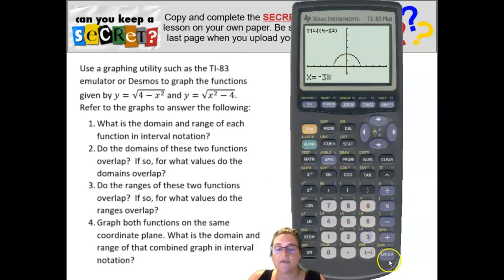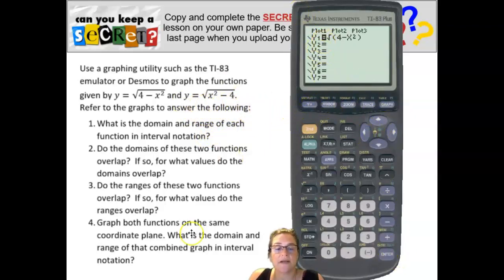If I were to type in -3, though, notice I get nothing back for the y, and that's because it's undefined at -3, because that semicircle intersects the x-axis at -2, right? -2, enter, and I get 0. So I can now see that that is my endpoint. If I put in 2, just to make sure, yep, 0 on the other side. So 2, 0 is my endpoint on that side. I can use that information to explain the domain and range of that function in interval notation.